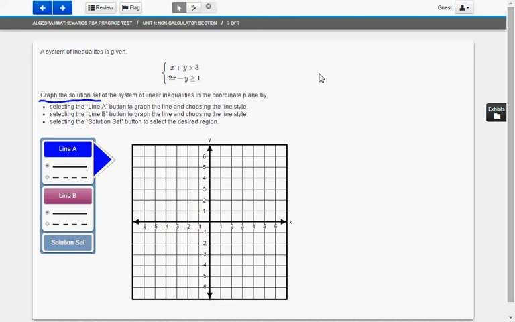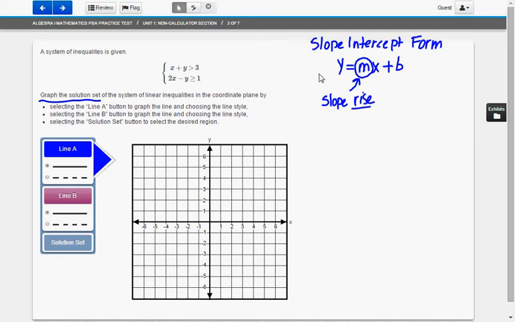So to begin with, let me just remind you that if you're going to graph or solve this system by graphing, we need to get each of these equations put into slope-intercept form. Hopefully you've heard it enough, you have it stored in your memory: y equals mx plus b, where the m in that equation is the slope of the line, the rise over the run, and the b in that equation is the y-intercept.